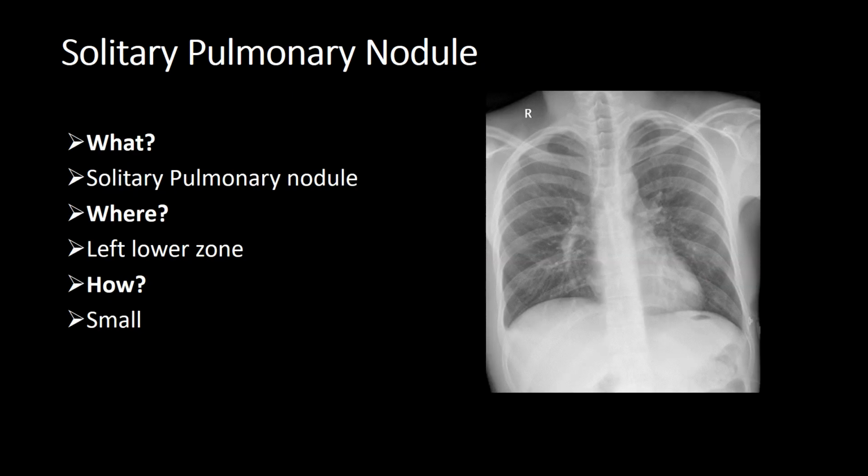So what is it? It's a solitary pulmonary nodule. Where? Left lower zone. How? Small.